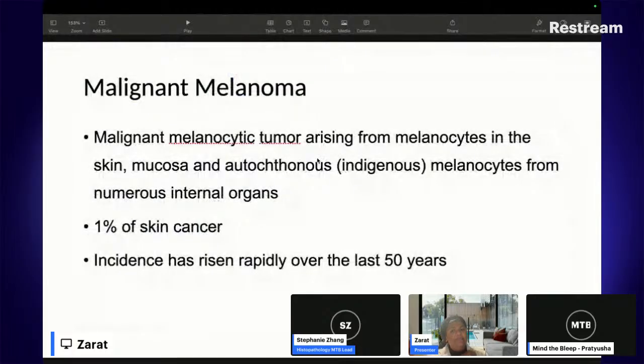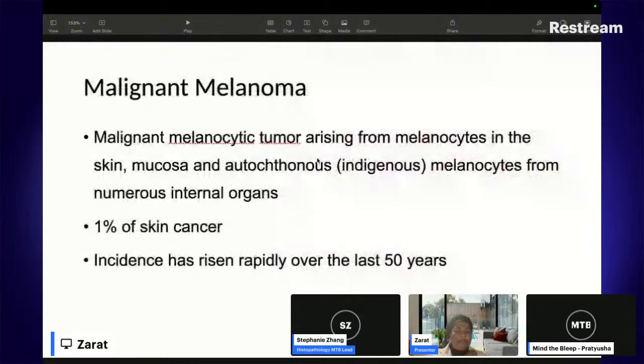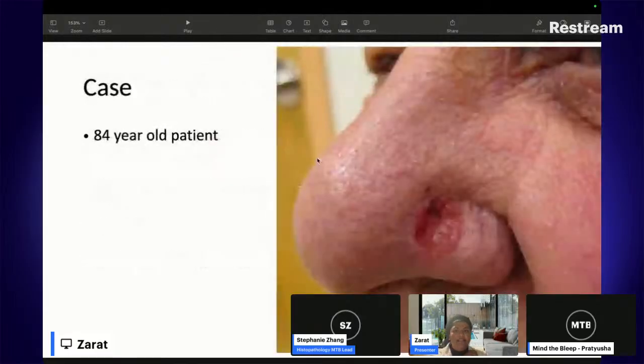And it is 1% of all skin cancers, but the incidence has risen rapidly. And it is usually in older patients, but sometimes it can appear in younger patients too. And I think that's it. So this was just a quick quiz at the end.